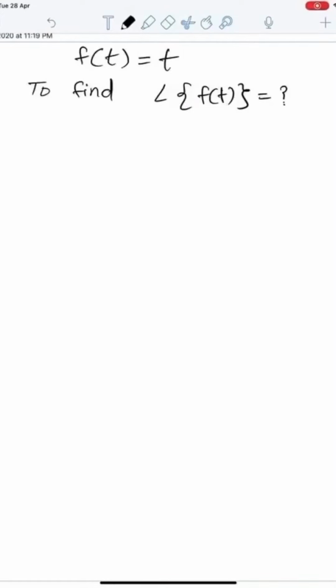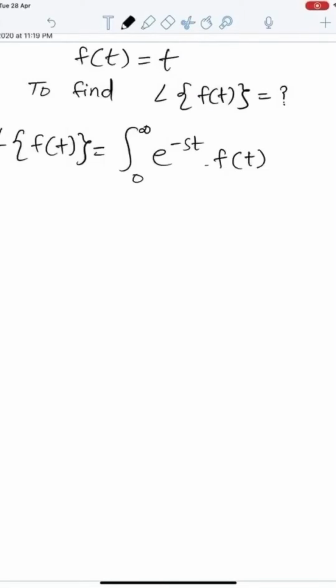Okay. So, Laplace transform by definition: the Laplace transform of any function f of t equals the integral, with limits from 0 to infinity, of e to the power negative s times t times the given function, dt. Now instead of starting with the function f of t equals t, let's try to find the Laplace transform of the function f of t equals 1.